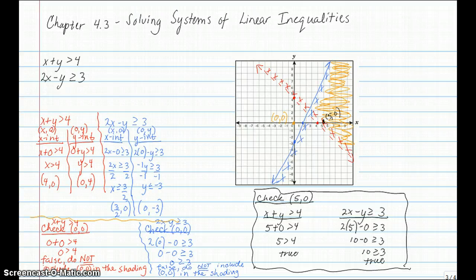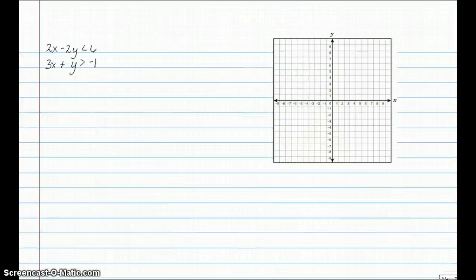We're going to go ahead and try another problem. You're going to try this on your own. It is also in standard form, so you're going to need to use x and y intercepts just like the previous example. 2x minus 2y is less than 6. 3x plus y is greater than negative 1. Go ahead and try this on your own, get as much done as possible, and whenever you get stuck or you just want to check your answer, go ahead and turn the video back on because I'm going to go ahead and record the solution.